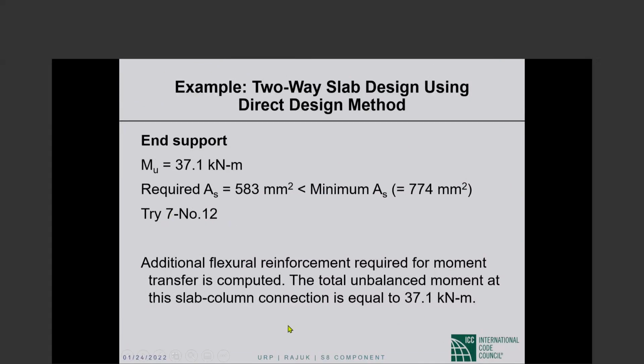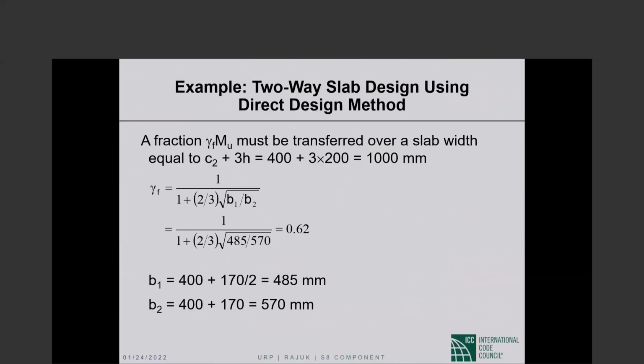Additional flexural reinforcement required for moment transfer is computed. The total unbalanced moment. So the bending moment itself requires 7 number 12. Now the unbalanced moment is 37.1 kilonewton meters. The whole thing has to go from the slab to the column. How much of it is transferred by flexure? How much by shear? We calculate that 62% goes by flexure. This B sub 1 is 400 plus.